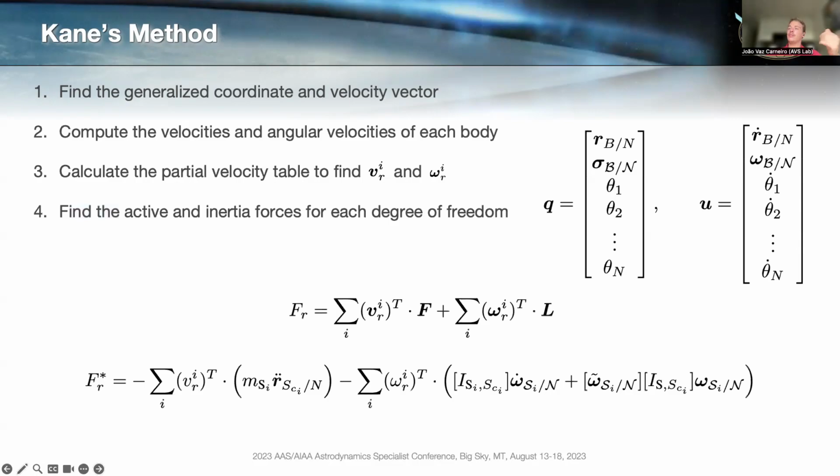And now these are used to find the active and inertia forces for each of the rth degrees of freedom. As you can see, F_r is the active force, F_r star is the inertia force, and you can think of F_r as being related to forces and torques, whereas F_r star is more related to mass times acceleration, or that typical Euler equation of I omega dot plus omega cross I omega, right? And then what we do is we apply Kane's equation after we find these active and inertia forces, and Kane's equation just tells us that F_r plus F_r star is equal to 0, right? So we have the tools to derive the equations of motion.